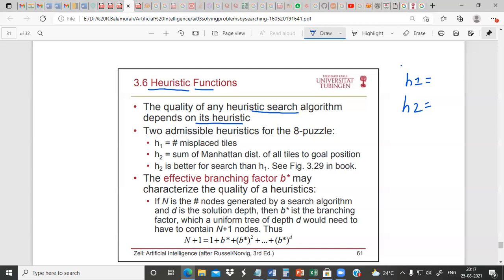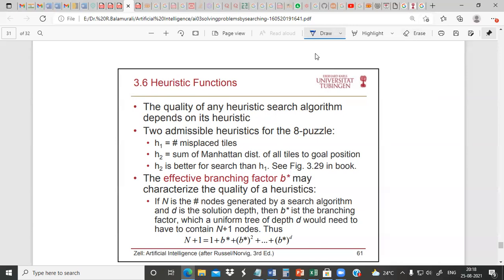Okay. So we'll be discussing this based on the 8 puzzle problem. Let us consider an 8 puzzle problem. In an 8 puzzle problem, you will be given an initial state, and there will be a goal state, and the tiles should be moved to the adjacent empty location accordingly to reach the goal state.